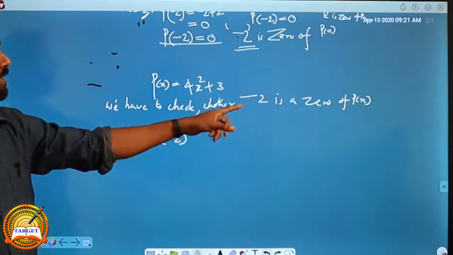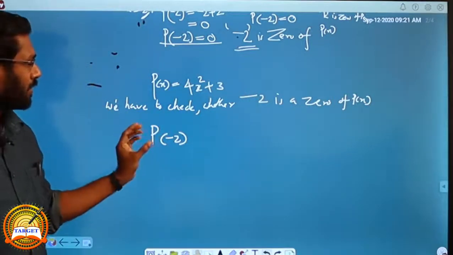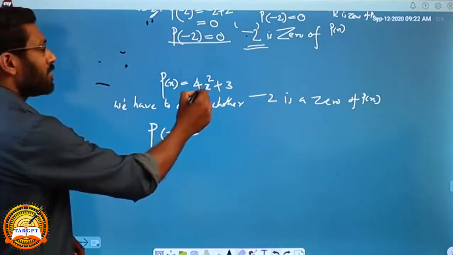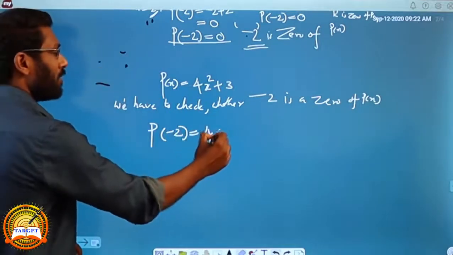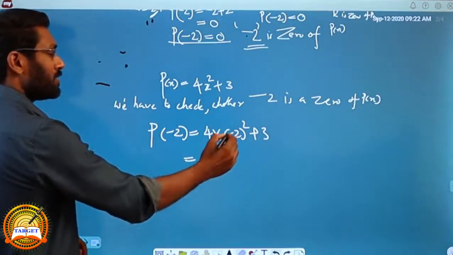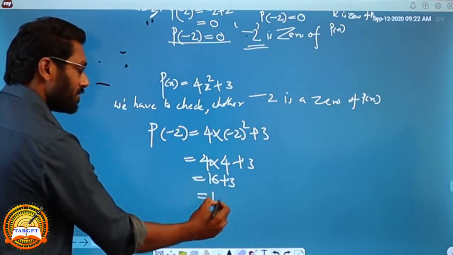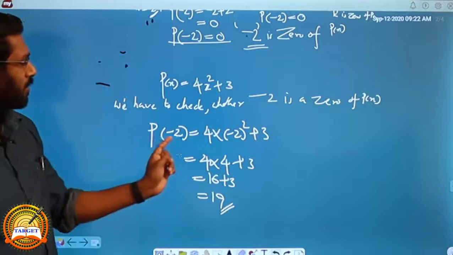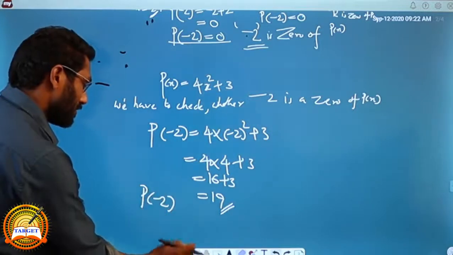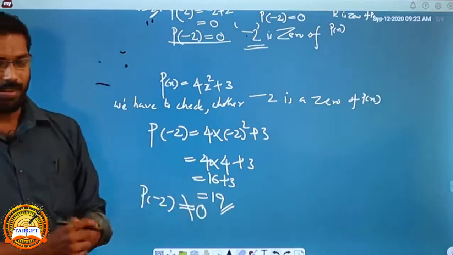We are finding p of minus 2. Simple. So replace x by minus 2. It will be 4 into minus 2 square plus 3, which is equal to 4 into plus 4 plus 3. So 16 plus 3, which is equal to 19. Okay, we got p of minus 2 is 19, and here p of minus 2 is not equal to 0. Clear?